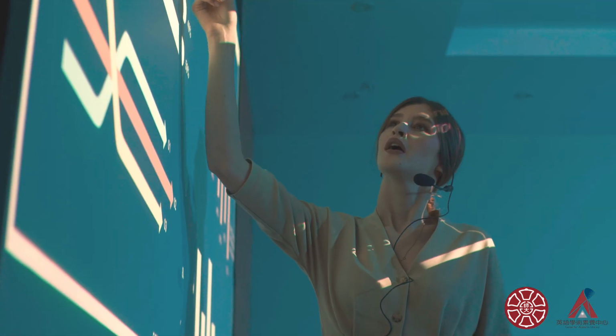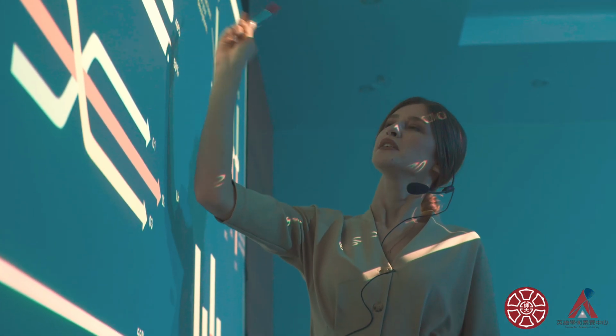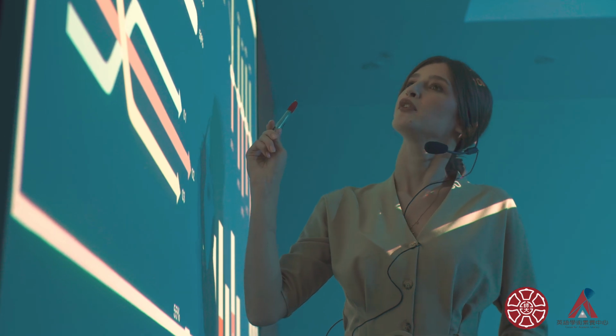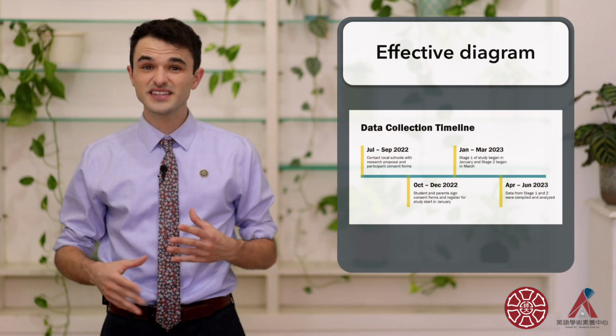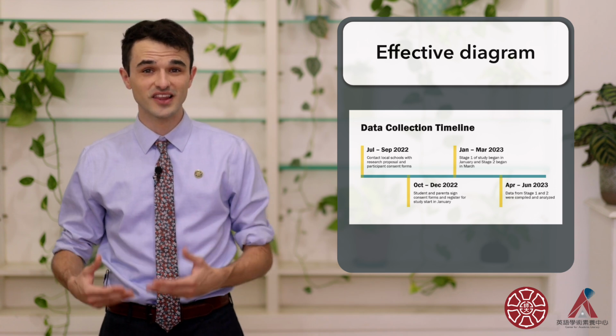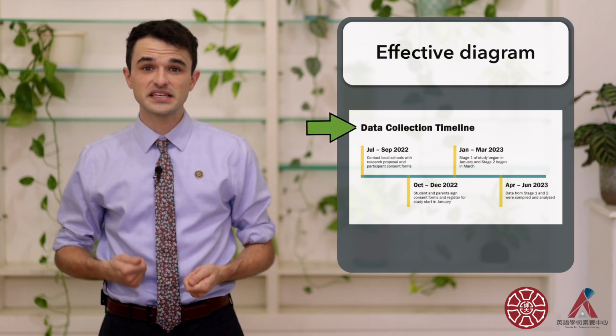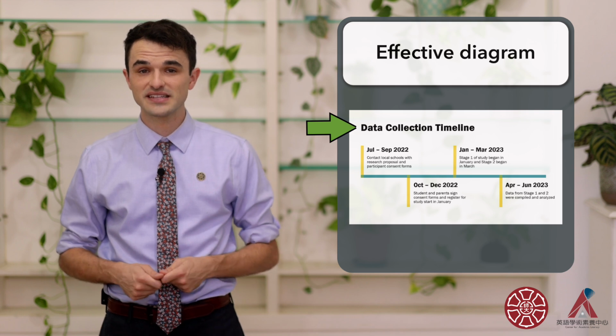Let's discuss other visuals, such as diagrams. I love diagrams because they can make a complex idea easily understandable to an audience. Here's a good example. This diagram shows a study's data collection timeline. We can see a clear title in large text at the top.